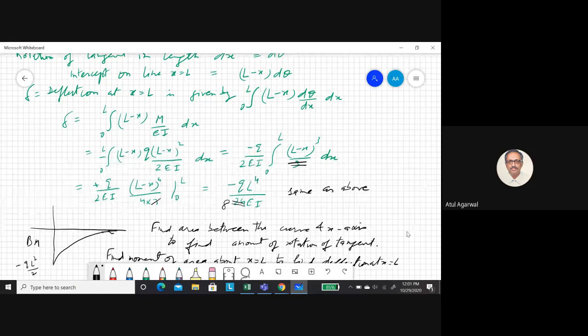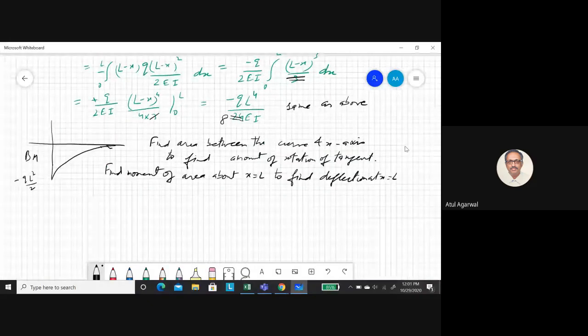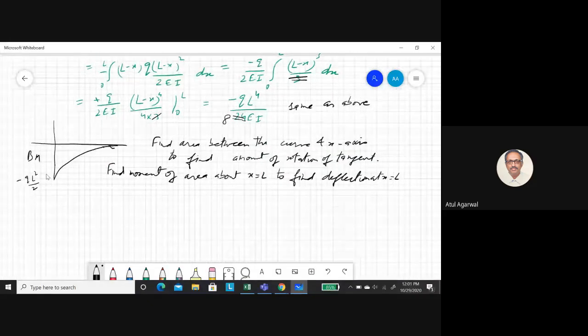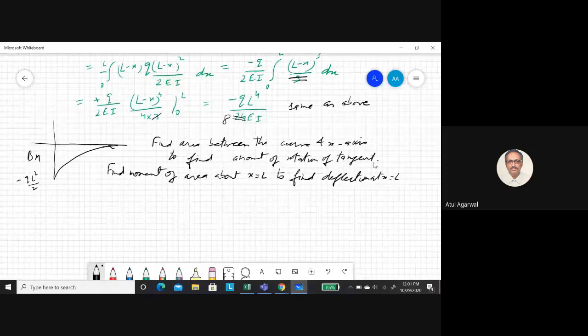So what you are doing, if you find the area between the curve and x-axis, you find the amount of rotation of the tangent. If you find the moment of area about x equal to L, about this line, if you find the moment of this area, then you get the deflection at x equal to L.